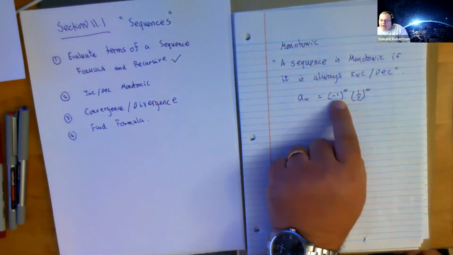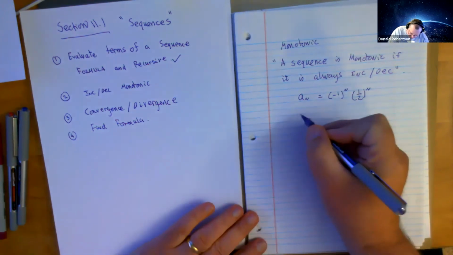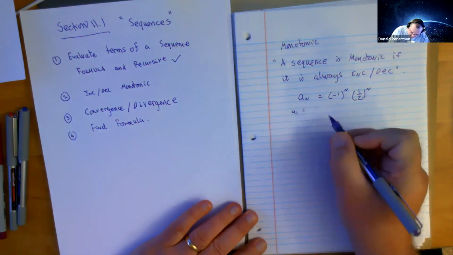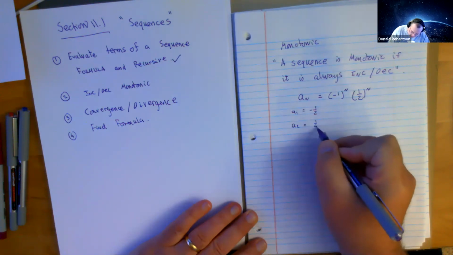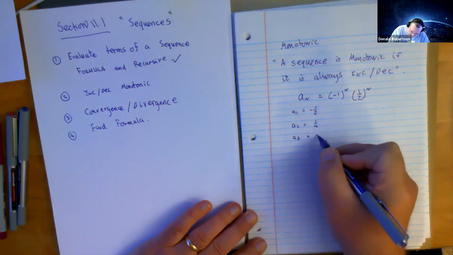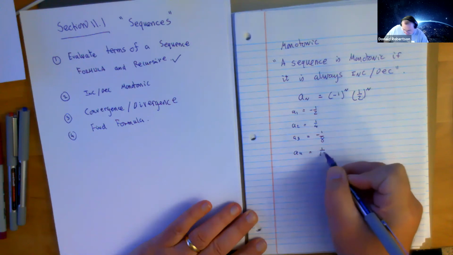This -1 to the n is actually quite a common theme. You'll see a fair number of formulas that use it. Essentially what happens is when you plug 1 in, isn't the answer going to be negative? But when you plug 2 in, won't this be positive? When you plug in 3, it's going to be negative. And when you plug in 4, it's going to be positive. So if I find A1, it ends up being -1/2. If I get A2, it ends up being +1/4. If I get A3, it is -1/8, and when I get A4, it is +1/16.